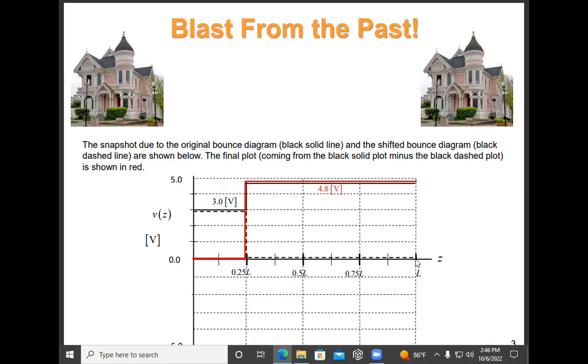Okay, does everybody agree so far? All right, now the final thing we do, the final solution shown in red, is of course just the black solid line minus the dashed line, right?